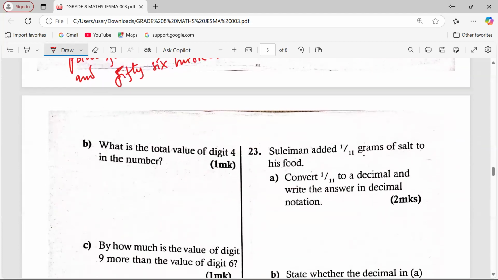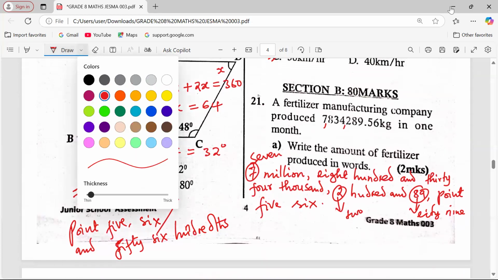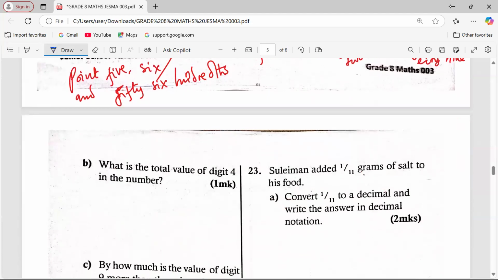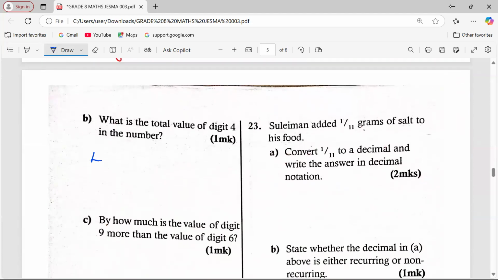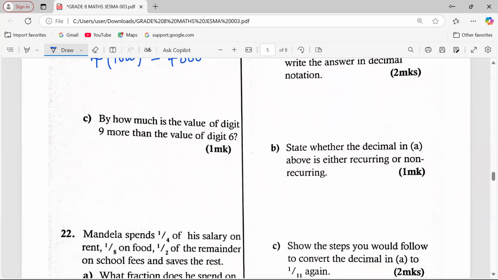In part B, what is the total value of digit 4 in the number? So we examine where digit 4 is, the place it occupies. We have ones, tens, hundreds, thousands. So 4 is occupying the thousands place. So the total value is 4 times the place it holds, 4,000.